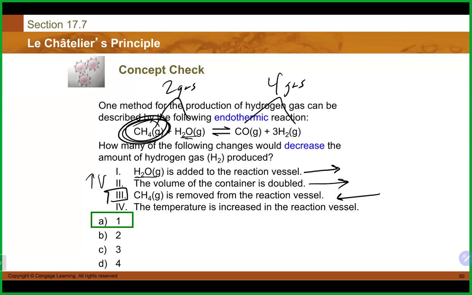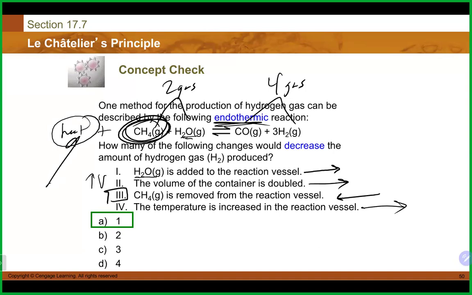Lastly, the temperature is increased. Because this is endothermic, heat will be a reactant. And if we increase it, it's like adding more reactants, going to cause it to shift away in this case. So it's actually number 3 here that will cause that decrease in H2.